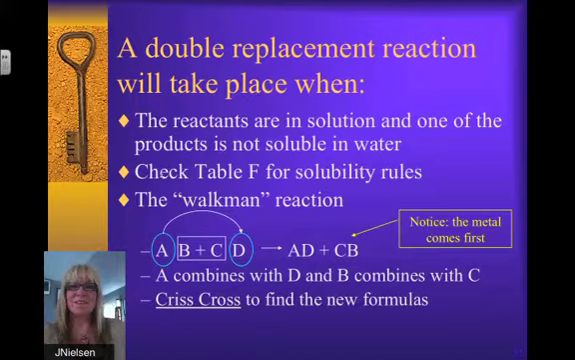Double replacement. The reactants are in solution, and one of the products is usually not soluble in water. That means a precipitate forms. That kind of looks like curdled milk, and that's what table F is for, but we're going to look at table F a little bit later. So remember, the first one's always positive, negative, positive, negative. So A hooks up with D, and C hooks up with B.